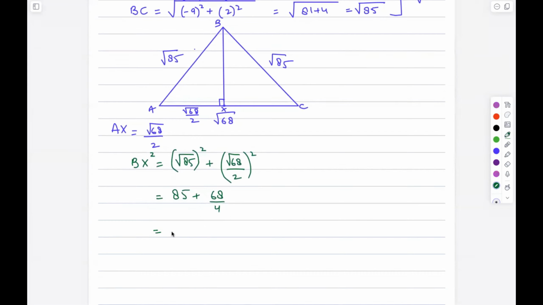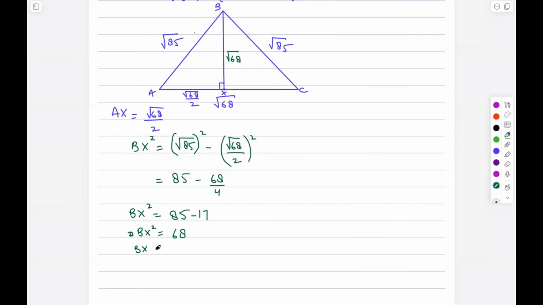So this will become 85 plus 17. There's a small mistake over here, as this is the hypotenuse, so this would have been subtracting. There will be a minus sign. So this will be 85 minus 17. So BX squared will be equal to 85 minus 17, which is 68. So the length of BX will also be the square root of 68.